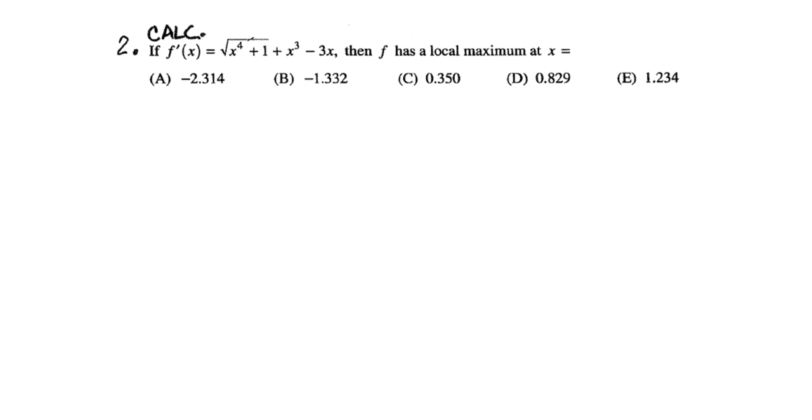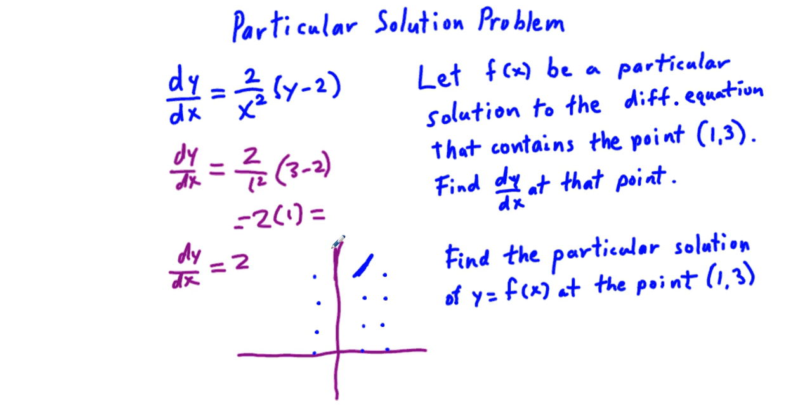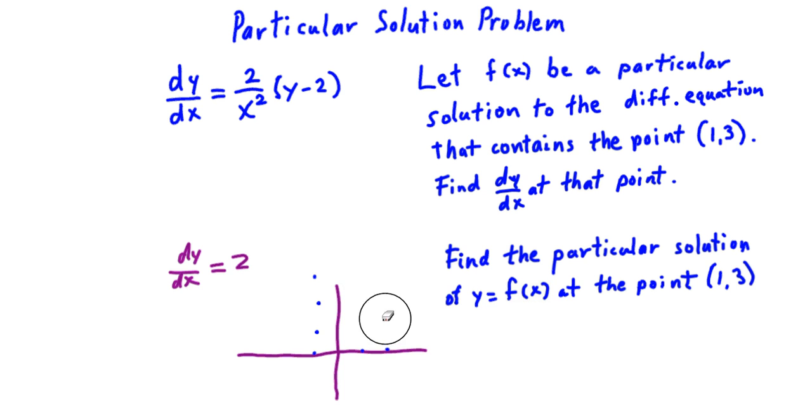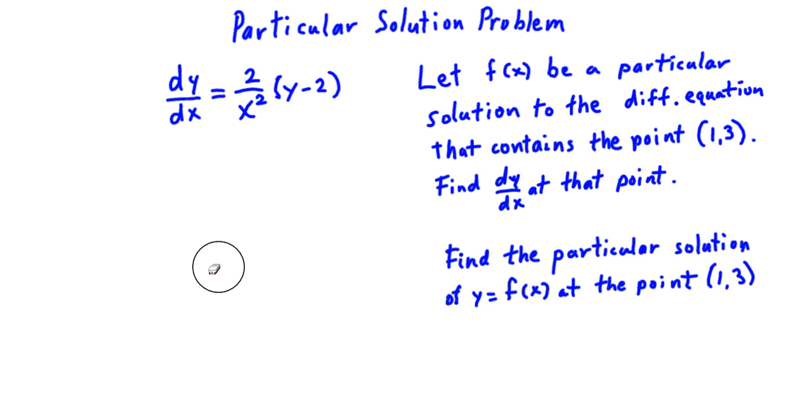But then the next part is where you find the particular solution y equals f of x at the point 1 comma 3. And so for a particular solution, I'm going to erase all this that I did for this first part. And this first part that I did, where we got 2, that's just 1 point, but every point can help.